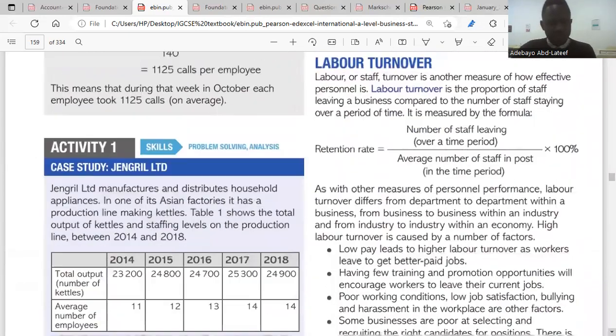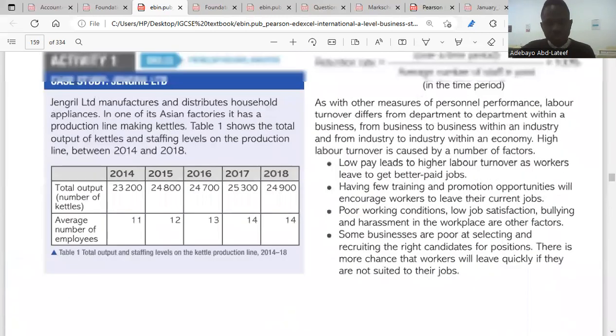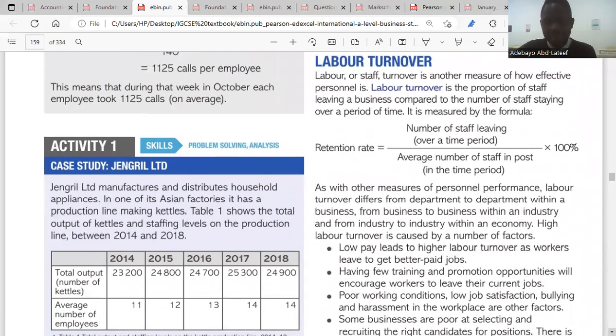We go further to labor turnover. So labor turnover is just the rate at which employees leave the business. So the rate at which your workers leave your organization is what we call labor turnover. So the formula for labor turnover is the number of staff leaving divided by the average number of staff in post multiplied by 100. So here it said the number of staff leaving divided by the average number of staff in post multiplied by 100.